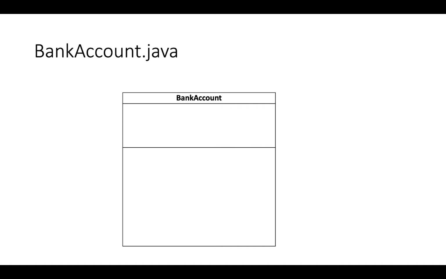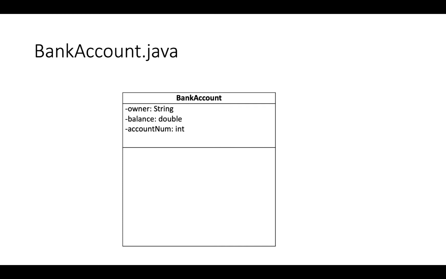So here I have a shell of a class called bankaccount.java. This is the shell of a UML diagram. UML stands for Unified Modeling Language, and these diagrams are very helpful so that we can sketch out an outline of a class without filling in the details. Moving forward, we're going to be using a lot of UML diagrams to describe our classes.